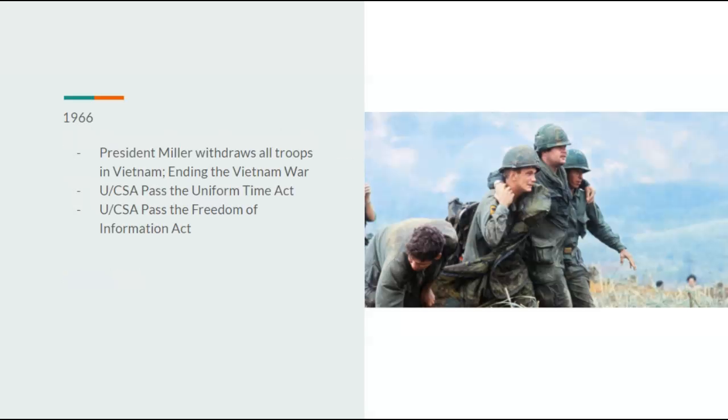1966, President Miller withdraws all troops from Vietnam, ending the Vietnam War, a campaign promise. The USCSA passes their own versions of the Uniform Time Act. They would also pass their own different versions of the Freedom of Information Act, so that happens.